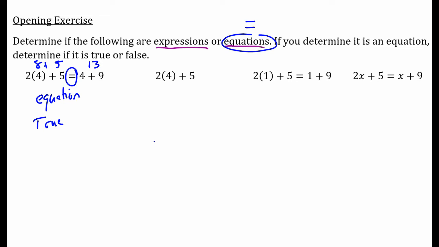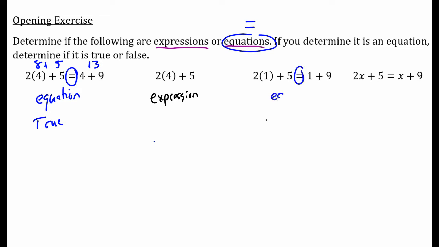This next one just simply states 2 times 4 plus 5. I don't know what it's equal to. It's not a full sentence. There's that verb, is equal to, that is missing. So this is just an expression.